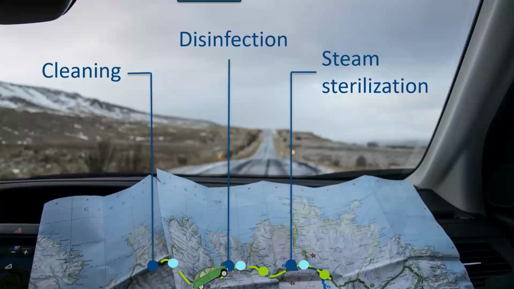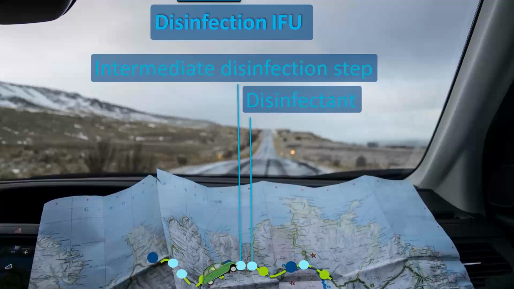So that brings us to disinfection. And again, I will first start with the IFU. And I want to talk about what happens for the intermediate disinfection step. And then I also want to talk about the disinfectants. Now, intermediate disinfection, what I mean by that is that you have both a cleaning step before and a sterilization step afterwards. So disinfection is really in the middle, but you do have that terminal sterilization step.